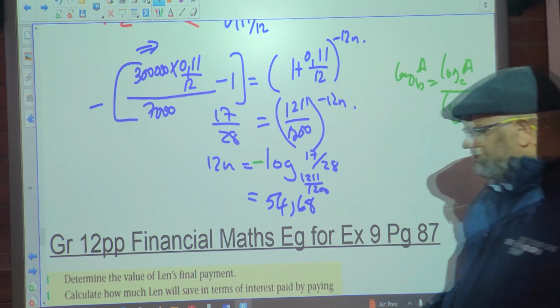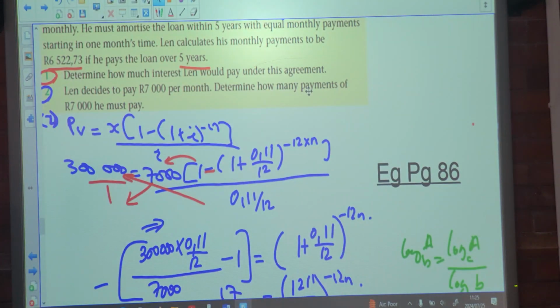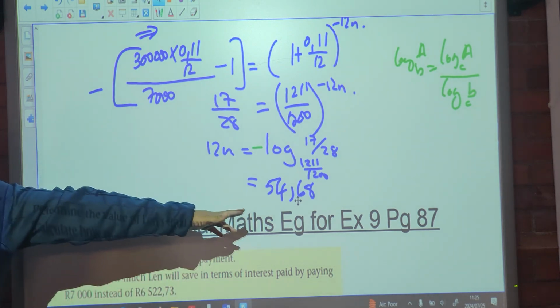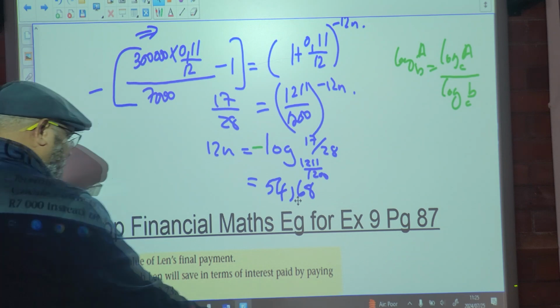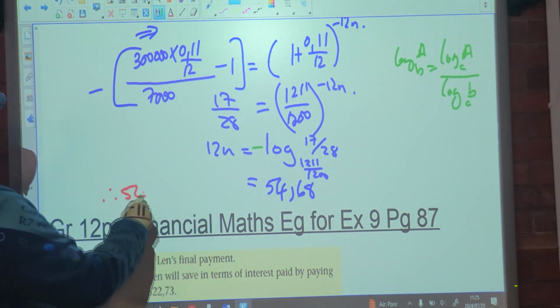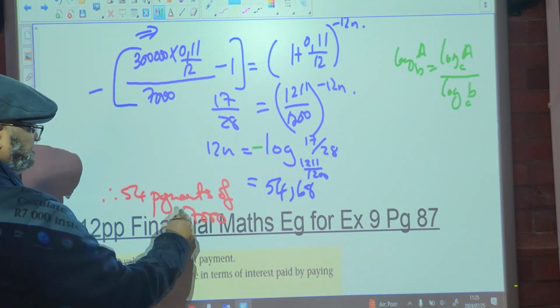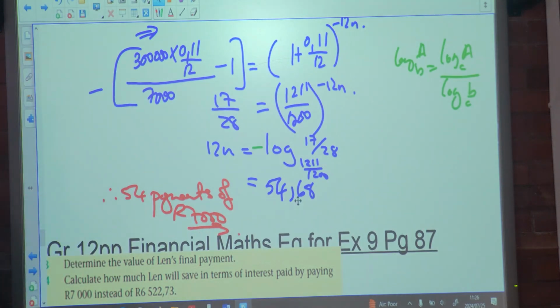Okay. But just coming back to this, what is the question? The question says, determine how many payments of 7,000 must be made. So even though this could be very close to 55 payments, not so? If we must round that off, it will be 55 payments. But how many full payments of 7,000 rand will be made? So therefore, 54 payments of 7,000. And then the 55th payment will be part of 7,000, won't be the whole amount.